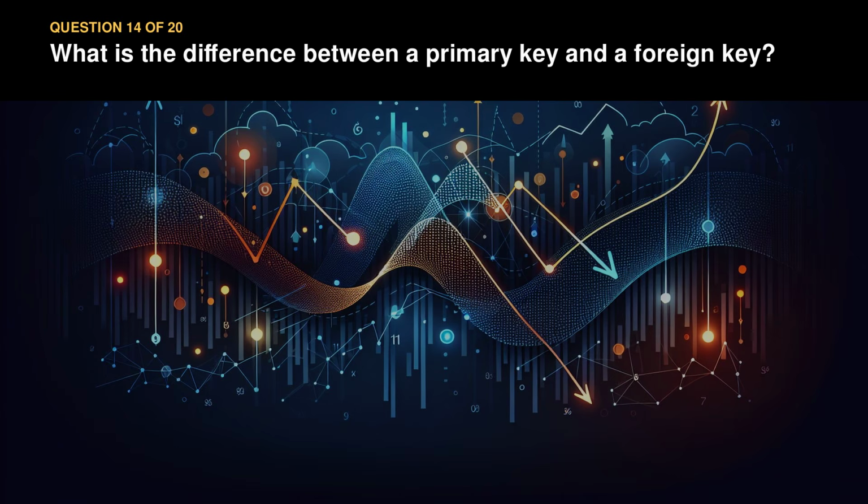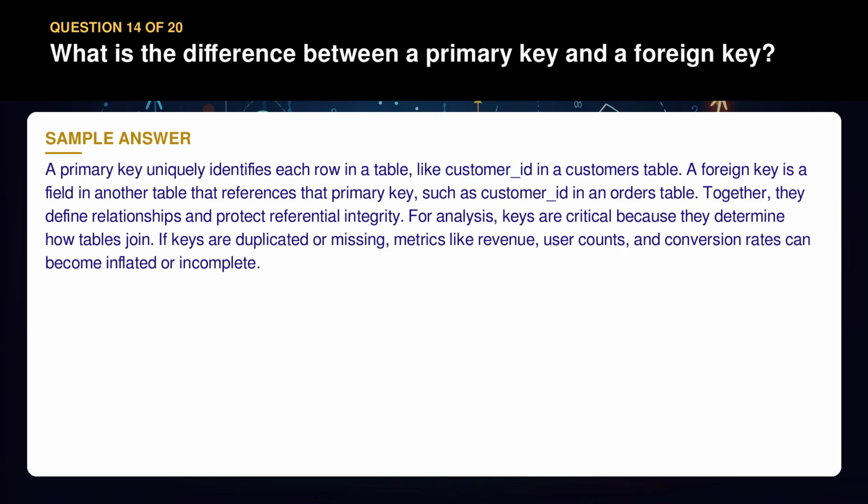What is the difference between a primary key and a foreign key? A primary key uniquely identifies each row in a table, like customer ID in a customer table.